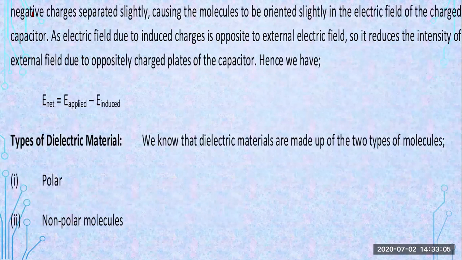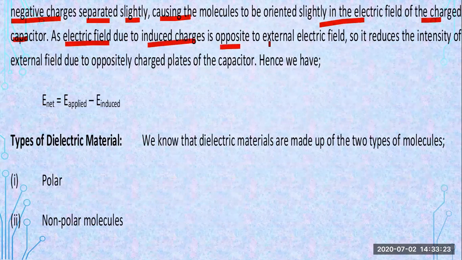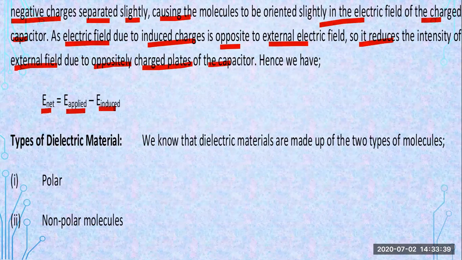So the negative charges are separated slightly, causing the molecule to be oriented slightly in the electric field of the capacitor. The electric field due to the induced charges is opposite to the external field, as we have already discussed. So it reduces the intensity of the external field due to the oppositely charged plates of the capacitor, and hence this is the electric intensity applied, and this is the induced one due to the dielectric. So it is the difference of the two.